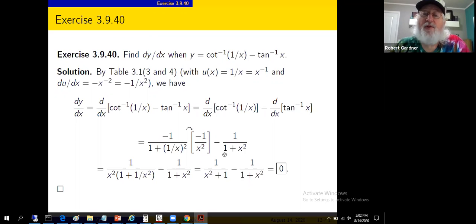Derivative of tangent inverse of x is 1 over 1 plus x squared. So there you go. There's a derivative. This can be simplified. This is pretty wild. It simplifies all the way down to 0.